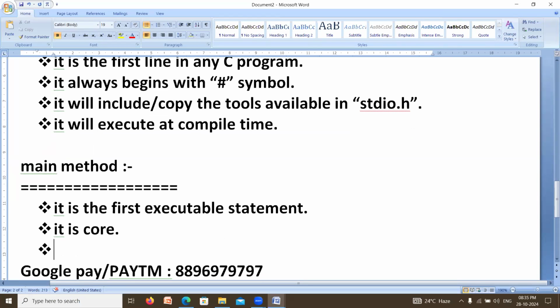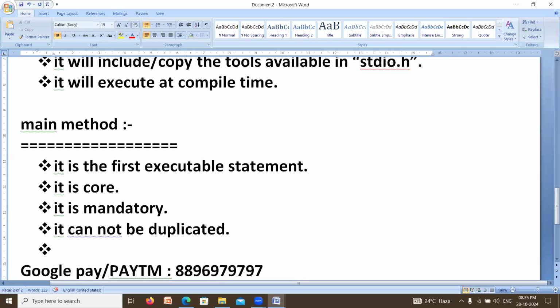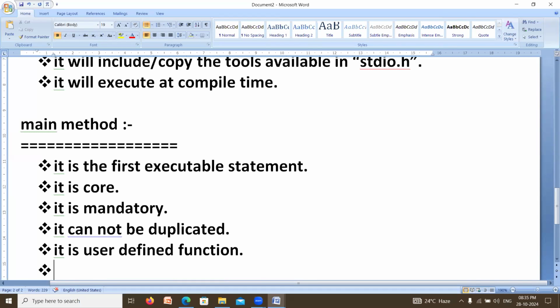We have to write the main method in all programs. So it is mandatory. You can write the main method only one time. You cannot write it 2-3 times. It cannot be duplicated. Duplicate means multiple times; you can write it only one time. The main method you need to build, so it is called a user defined function. It is not built in. We need to write it.